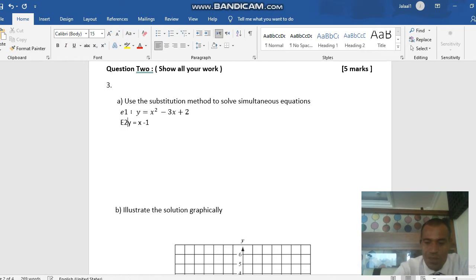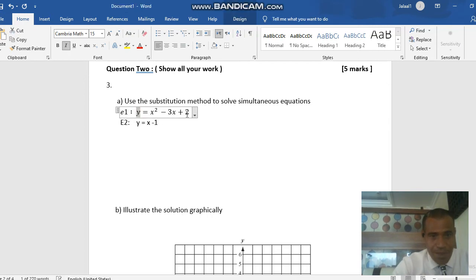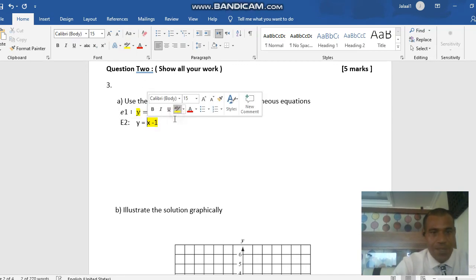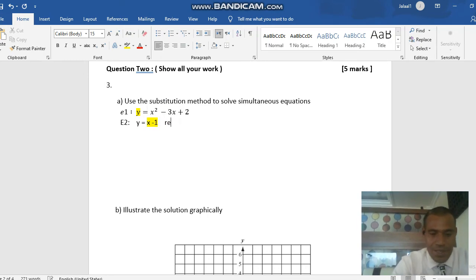Clear? In order to solve this, you can use the method of substitution or the elimination method, you are free to choose whatever you like. You will just replace this y by x minus 1. You will write: replace in equation 1 y equals x minus 1.